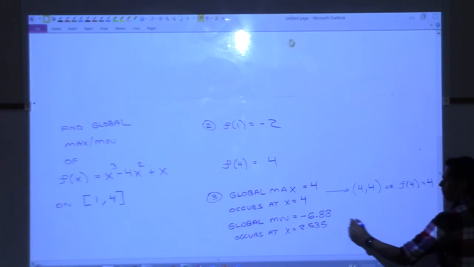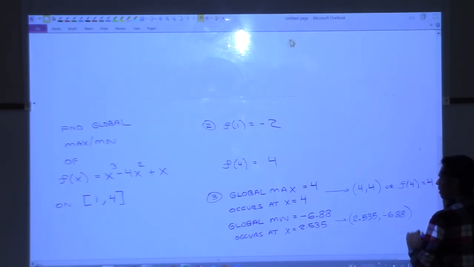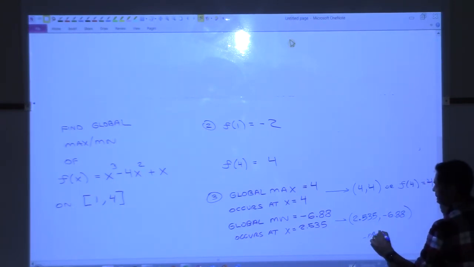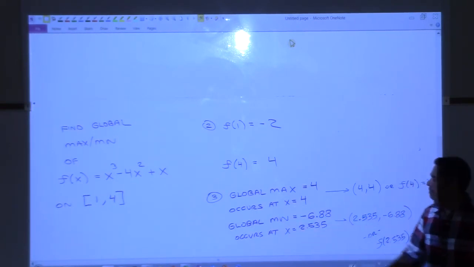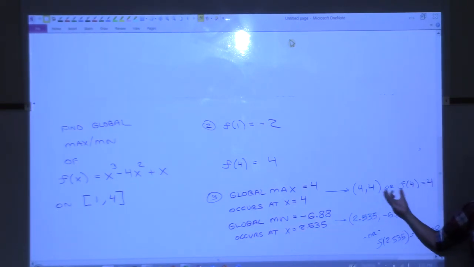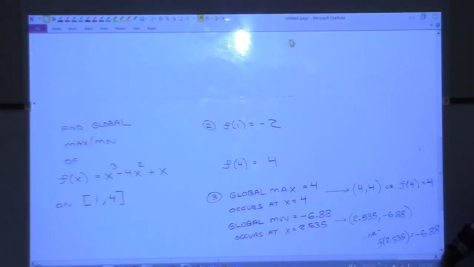Here, what would I write? 2.535, that's my input, and the output is negative 6.88. Or you could write f of 2.535 equals negative 6.88. Do you see why I prefer this? I mean, it's less writing in terms of words, but it also just kind of gives me everything I need. Input and output's all there. The only time this would become an issue is if, like that sine function I graphed earlier, where our global max is 1, but it happens like at 20 different places, you wouldn't want to necessarily do that.